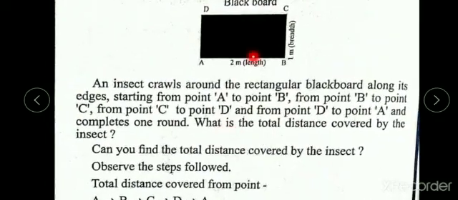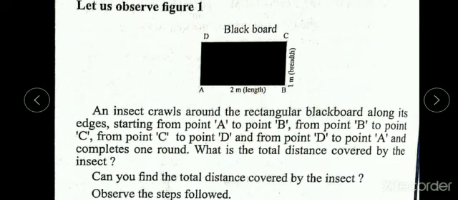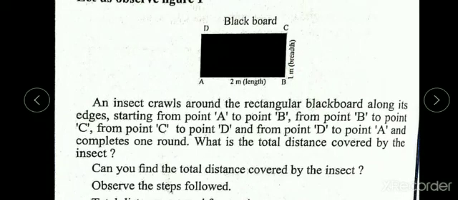Now let us observe figure 1, that is the blackboard. Here you are seeing the 4 points A, B, C and D. All these 4 points are connected by a line or a side. A and B are connected by the line AB, that is one side. B and C are connected by another line, that is BC. And D and C are connected by another line, that is DC. And A and D are connected by another line, that is AD.